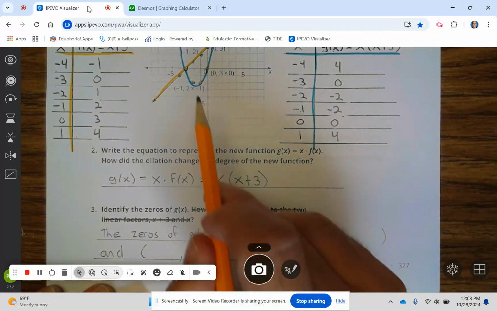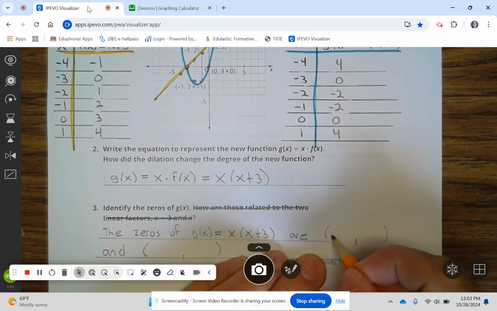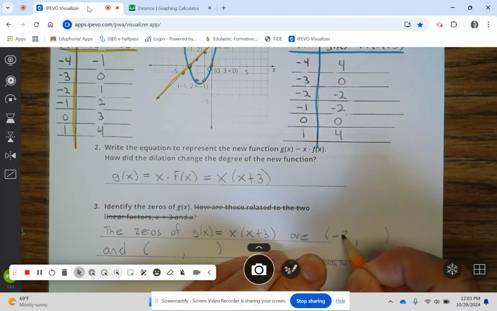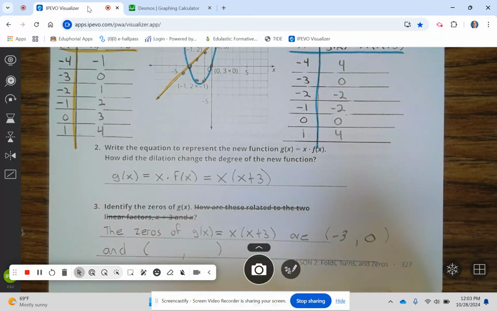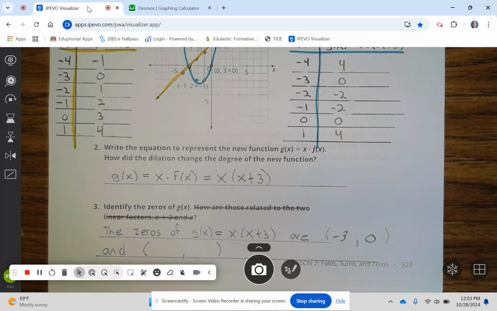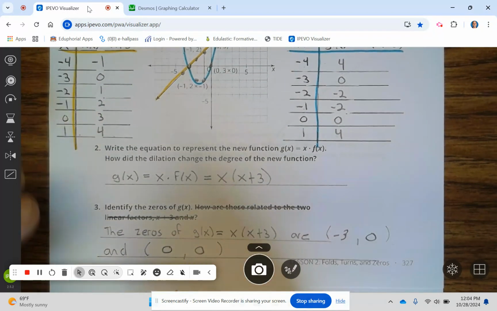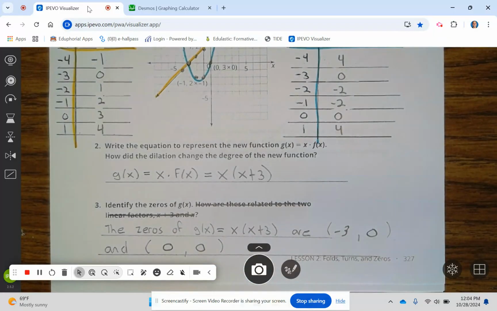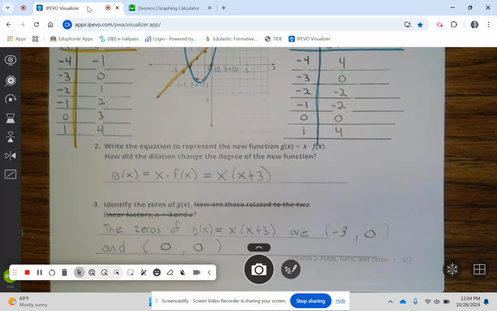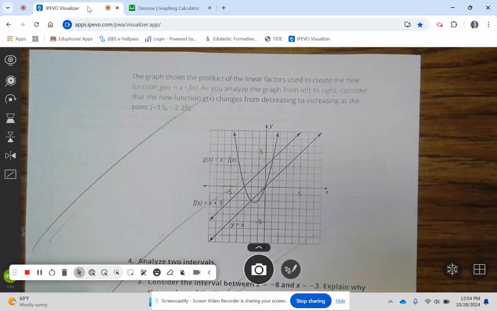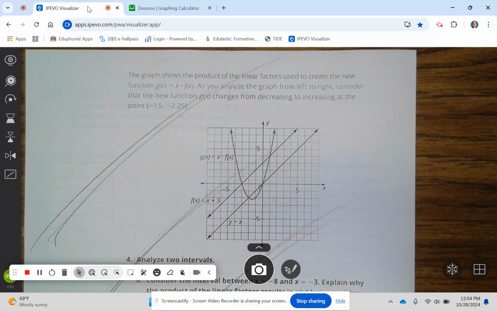All right. So the zeros are this point right here. So negative 3, 0, and 0, 0. All right, go ahead and finish up that page. All right, let's take a look at the next page. All right, go ahead and mark out this page.